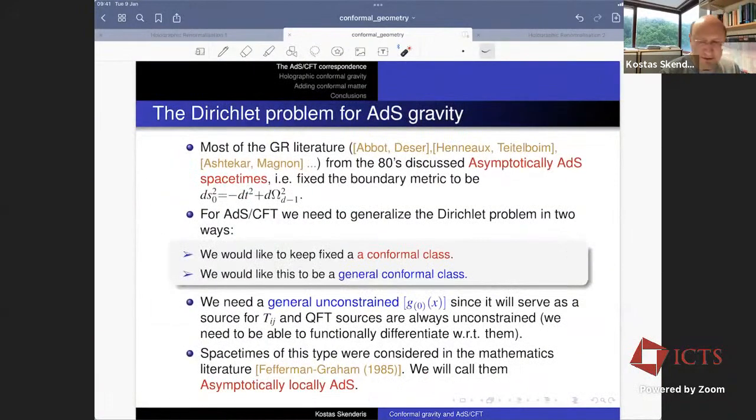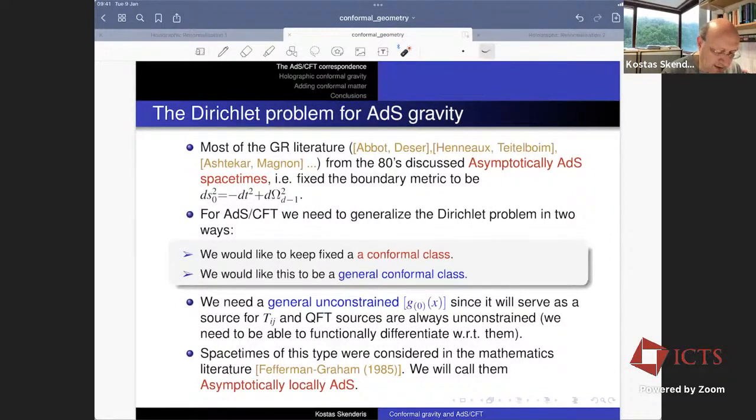Now, if we contrast with what was done in the GR literature back in the 80s, people had AdS spacetimes, but they were mostly discussing asymptotically AdS spacetimes, and they were keeping fixed a boundary metric. Now, in AdS/CFT, this is not sufficient. We need to generalize this setup in two different ways. First of all, we need to keep fixed a class, not a metric, because the metric is not invariant. So you're breaking diffeomorphisms if you keep fixed a metric.